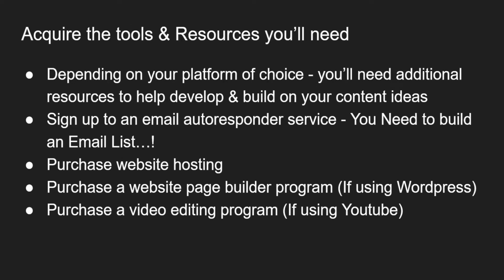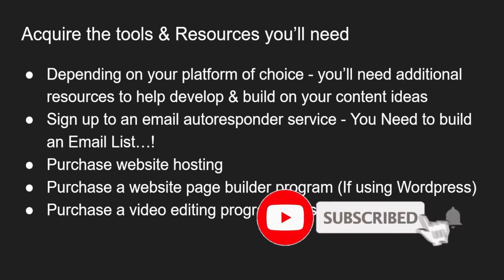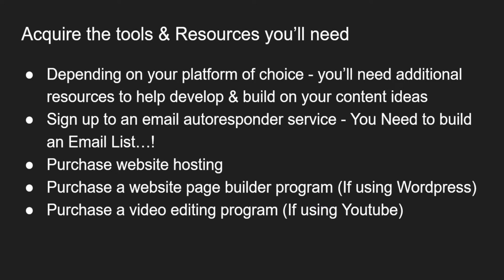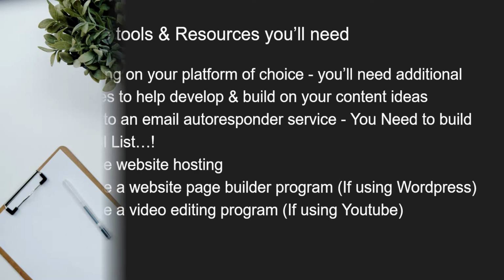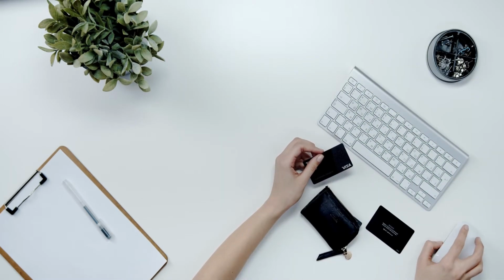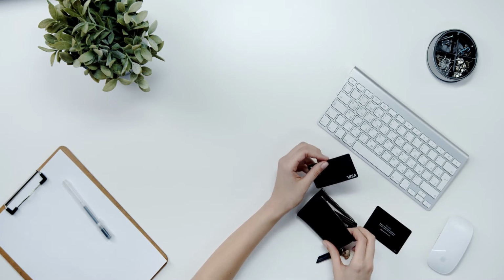The next thing you also want to do is make sure that you acquire the right type of tools and resources that you'll need. This goes hand in hand with what I mentioned previously, because you're going to be promoting products that you actively use on a daily basis to help build your business. Depending on your platform of choice, you will need additional resources to help develop and build on your content ideas. So if you're doing email marketing, you want to sign up to an email autoresponder service, you'll need to build an email list first and foremost.